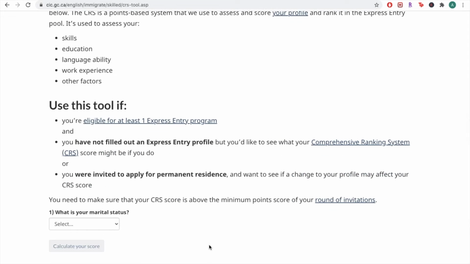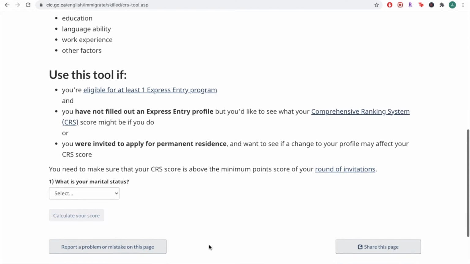So first, to qualify for the Express Entry program, you need to have at least 1 year work experience in NOC 0, A or B. So at least 1 year skilled work experience. So it's just very easy. We're just going to answer the questions and that is going to help us.